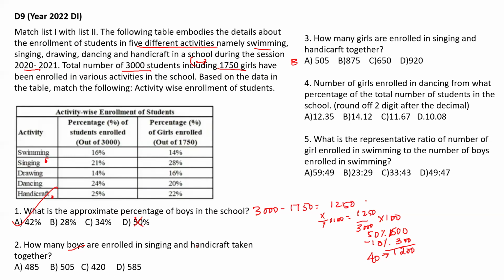overall value like 21 plus 25, 46%. 46% of 3000. What is 46% of 3000? You will be getting an answer of 1380.